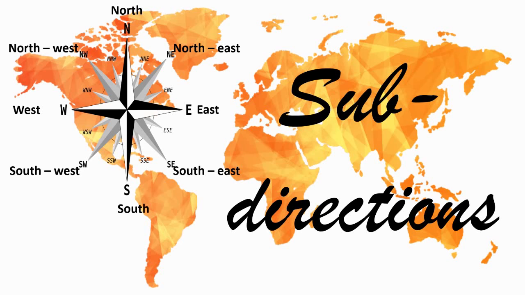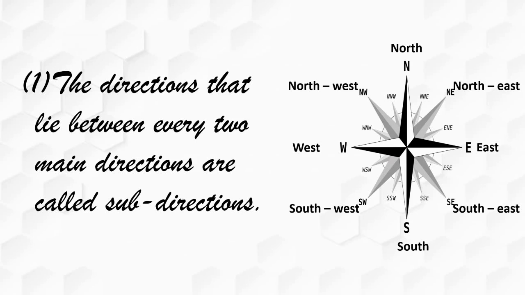The right hand side is east and the left hand side is west. These four directions, north, south, east, west, are called directions or main directions. The directions that fall between the main directions are called subdirections, like northeast, southeast, southwest, northwest. The directions that lie between every two main directions are called subdirections.